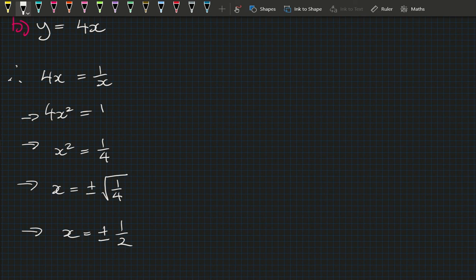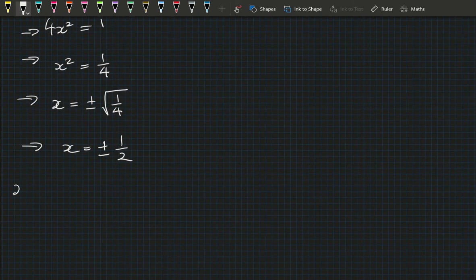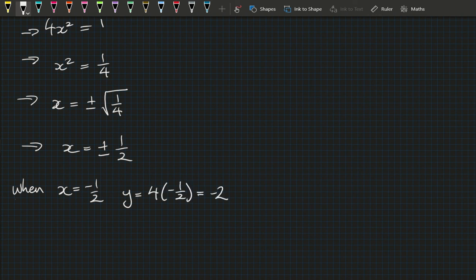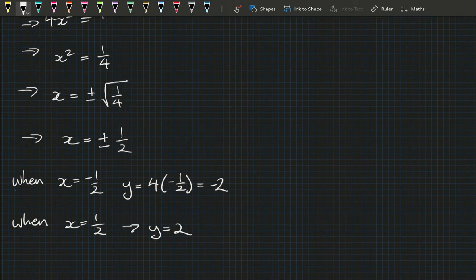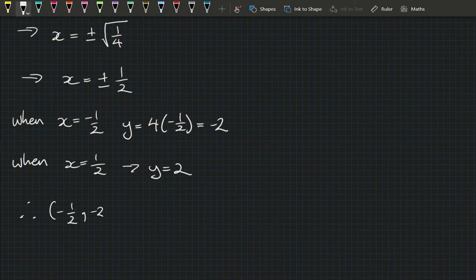So when x is equal to minus a half, y is going to be equal to 4 times minus a half, which equals minus 2. So that's just subbing it into the linear equation. And it won't take a genius to realize that when x is equal to a half, y is going to be equal to 2. So our points of intersection are minus a half, minus 2, and a half and 2. So that's minus 2 with the minus half.